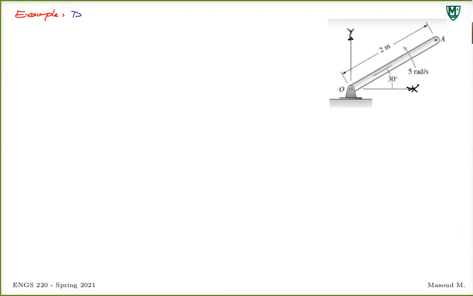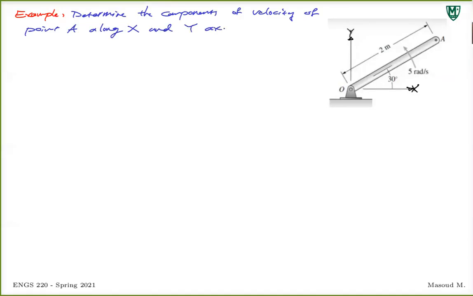Now the question is pretty straightforward. Determine the components of velocity of point A along the X and Y axes.